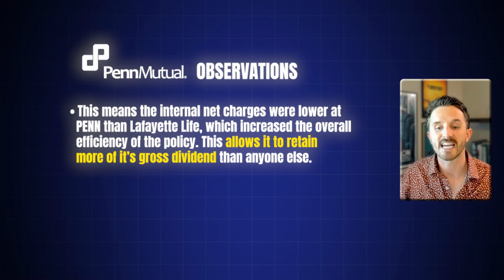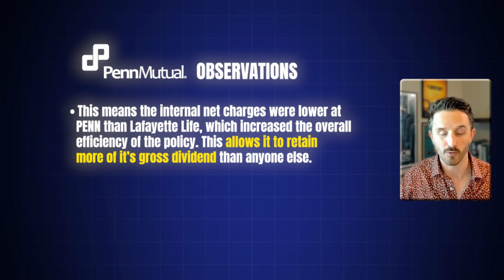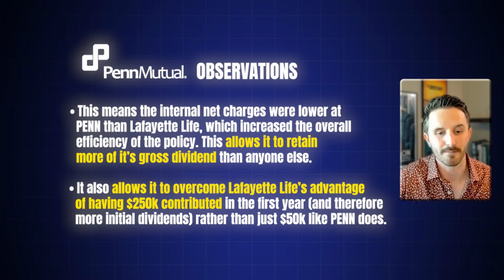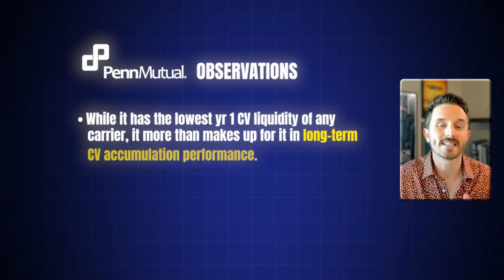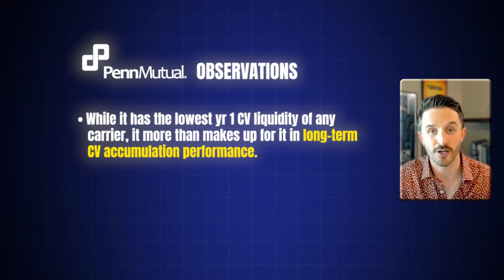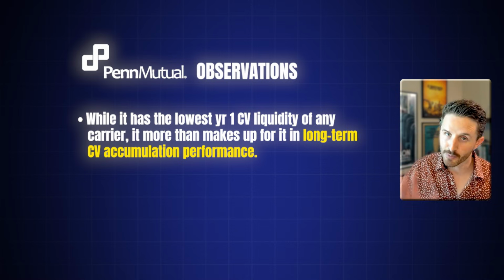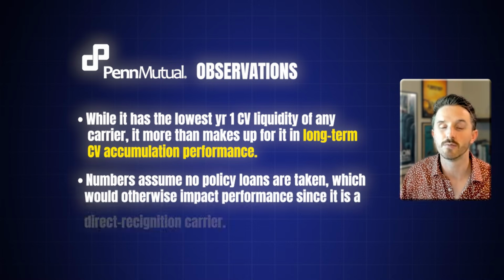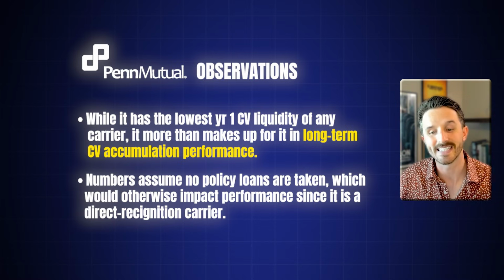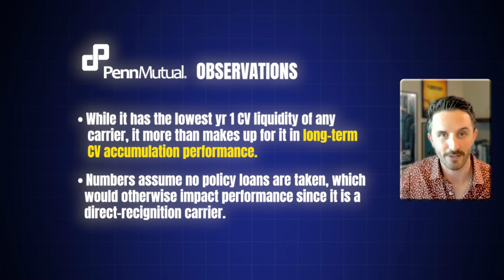And this allows it to retain more of its gross dividend than anyone else that I studied. It also allows it to overcome Lafayette Life's advantage of that initial 250 rather than just the 50,000 that Penn had. Now, it has the lowest cash value liquidity of any carrier, but it more than makes up for it in long-term cash value accumulation. It's important to say that the numbers here assume that no policy loans have been taken, which would otherwise impact performance and dividends since Penn is a direct recognition carrier.